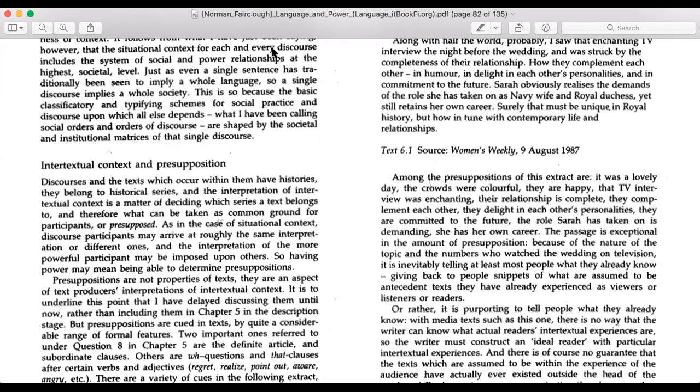Okay, right. Now, what else do we have in this intertextuality in presupposition? He has named three things here. Okay, let me change your slides.